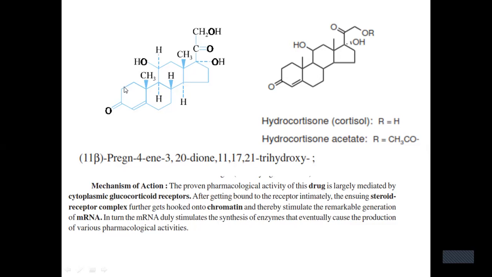So 1, 2, 3, 4, 5, 6, 7, 8, 9, 10, and then this is 11. The 11th position is beta hydroxy. Okay, 11, 17, 21 trihydroxy pregnane 3,20 dione. So this is beta hydroxy.